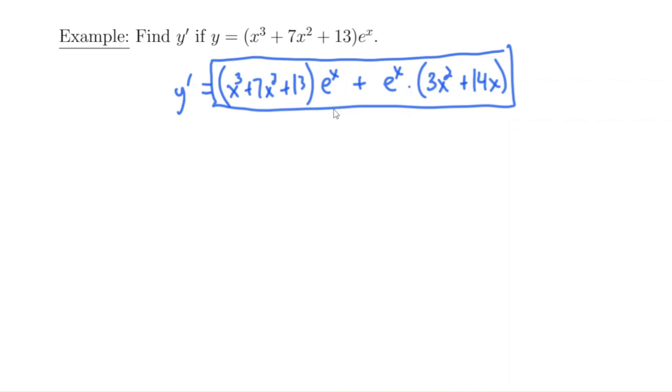Both of those terms have an e to the x in it, so you could factor out the e to the x and write it as e to the x times this plus this. Okay, in parentheses, this plus this. But let's just leave it the way it is.